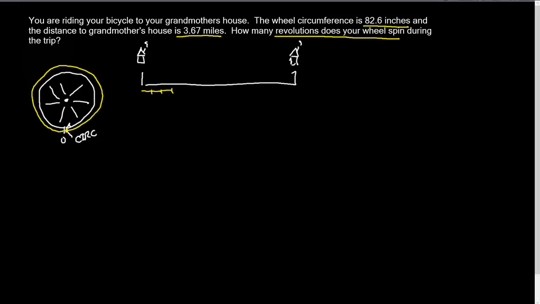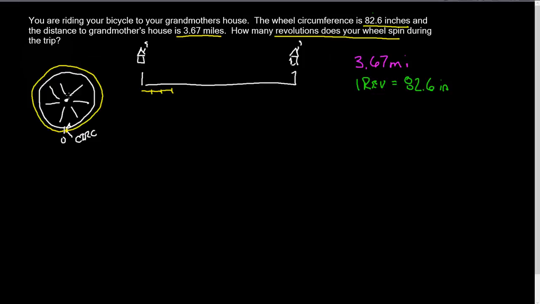So the units that we're in right now is we know we are in 3.67 miles. So I'm going to write down things that we know from the problem. We also know that 1 revolution of my wheel equals the circumference, 82.6 inches. And that's good. But let's talk about the units that we need to go from. I need to go from miles to revolutions.